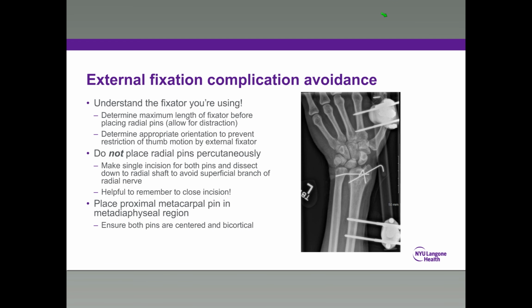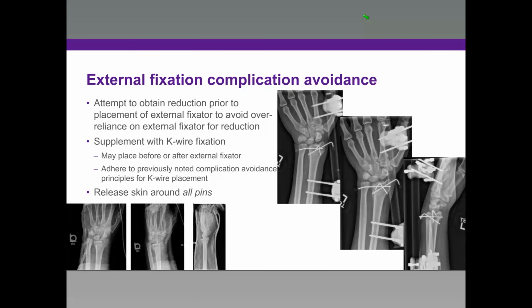And then you want to put your metacarpal pins. You put your first pin into the metadiaphyseal region here. And again, if you have a fixator like this where you have a clamp, the location of your second pin is fixed, but you want to make sure that this one is down in this area. Make sure they're both centered in the bone and are both bicortical, which is a lot harder to do than you think it ought to be.